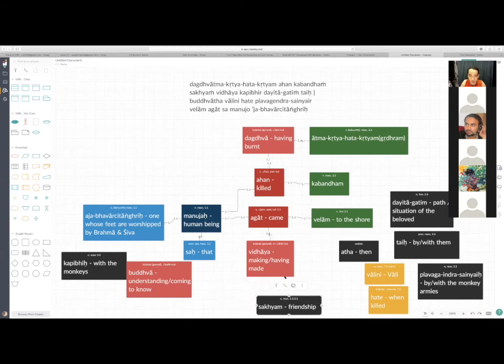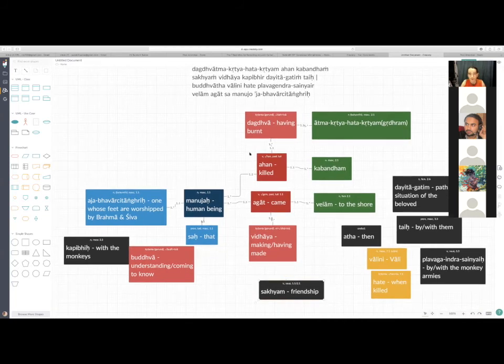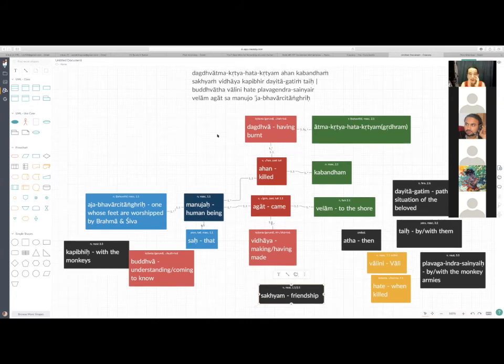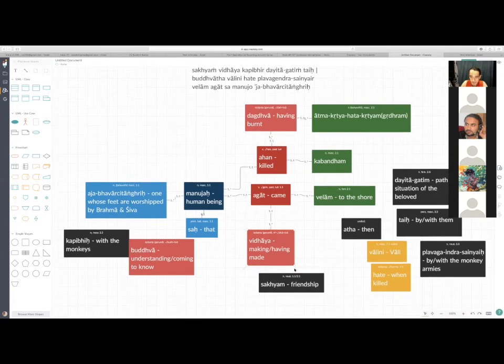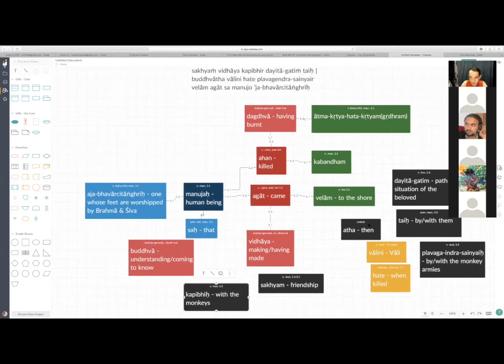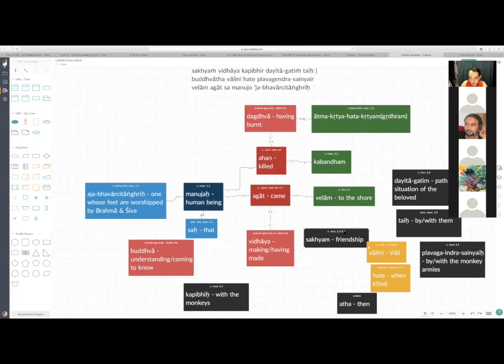Agat. Uh-huh. First Rama killed Kabandha, and then Kabandha told him about where to find Sugriva, according to the story. Sakyam vidhaya kapibhir, ahan kabandam. Yeah, I think he made friendship with the monkeys. Let's connect vidhaya to agat, just as it is now. Vidhaya with monkeys, friendship. Okay. Vidhaya sakyam, first of all. Sakyam is another object here.